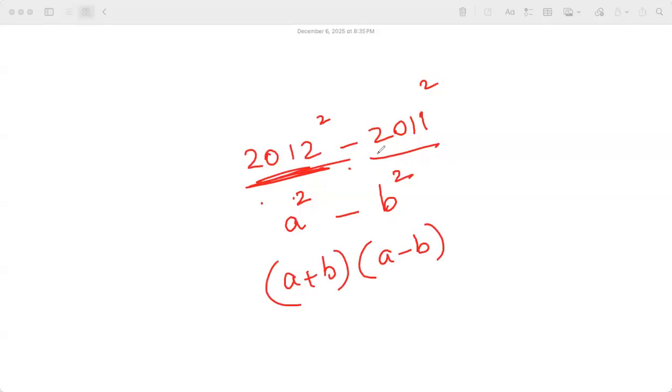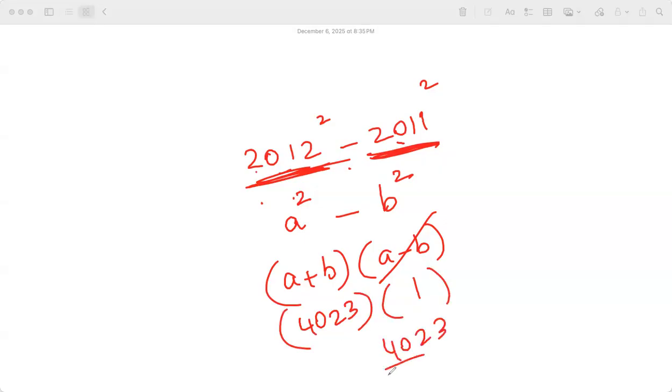So a is this, b is this. When you subtract both, it's just 1. When you add both, it's 4023. Times 1 is 4023. Make sense, guys? Easy?